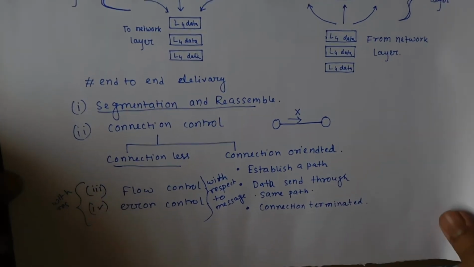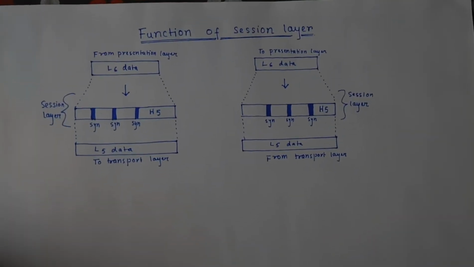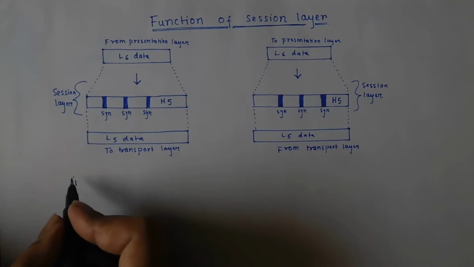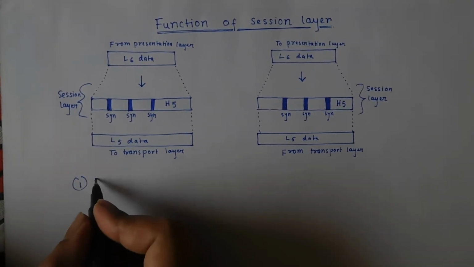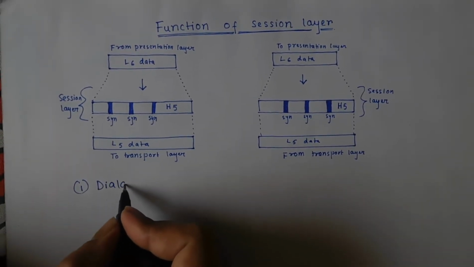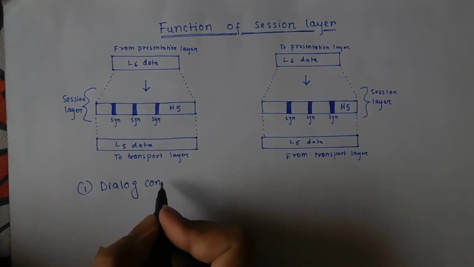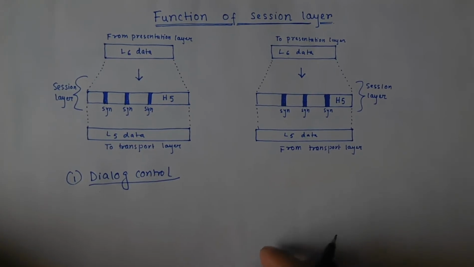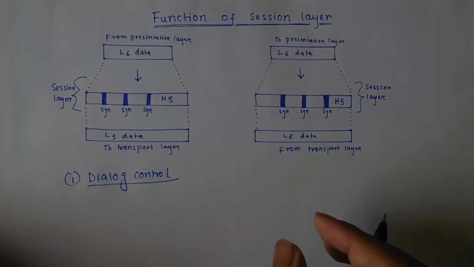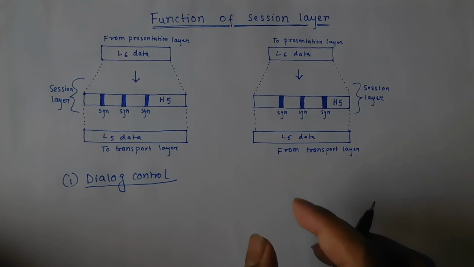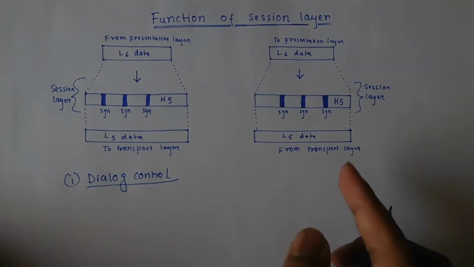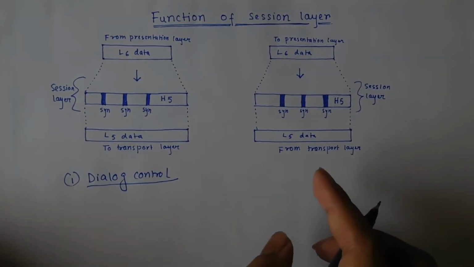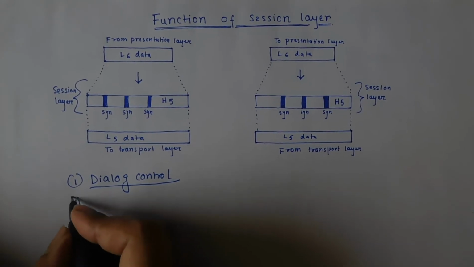Now the next layer is session layer. The function of session layer is dialog control. Session layer is the network dialog controller. It allows communication between two processes either in half duplex or full duplex. The next function is synchronization.